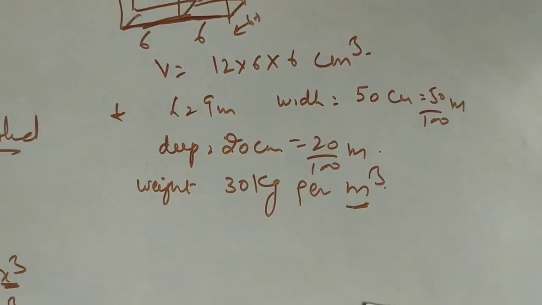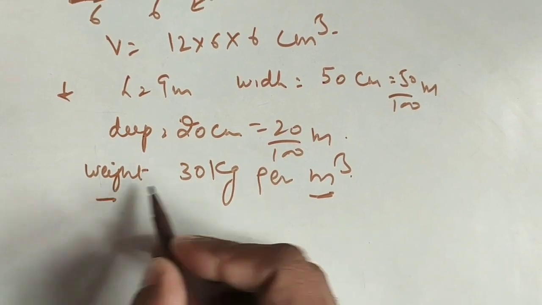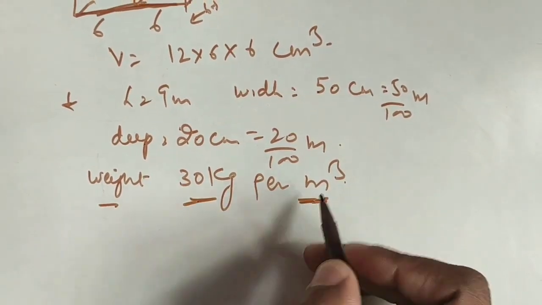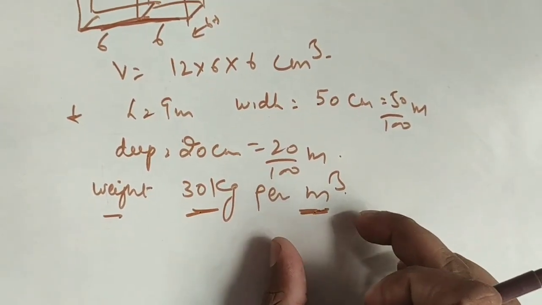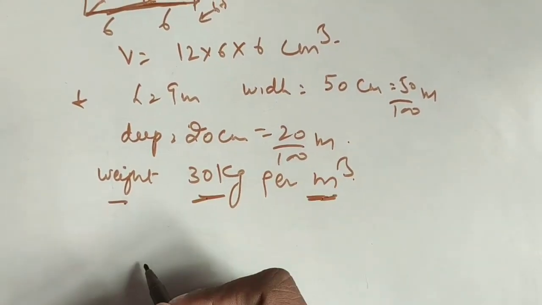We need to find out the weight of the beam. Now weight is given as 30 kg per meter cube. First we will find out how much meter cube material is present there. So meter cube means we need to find out volume.